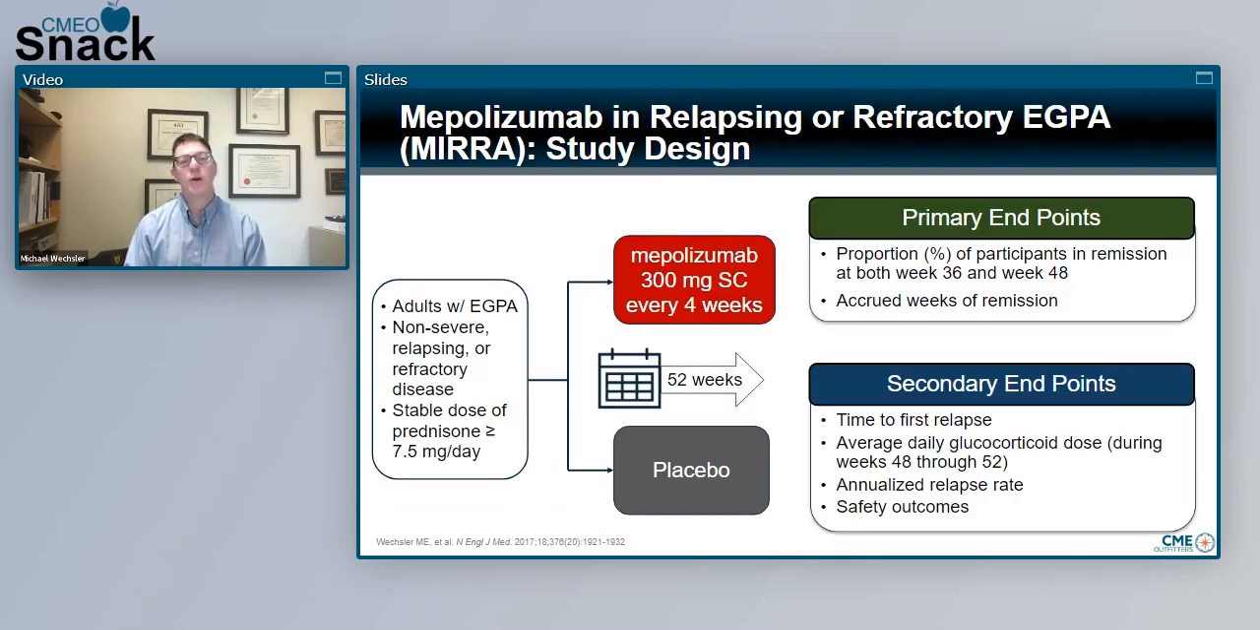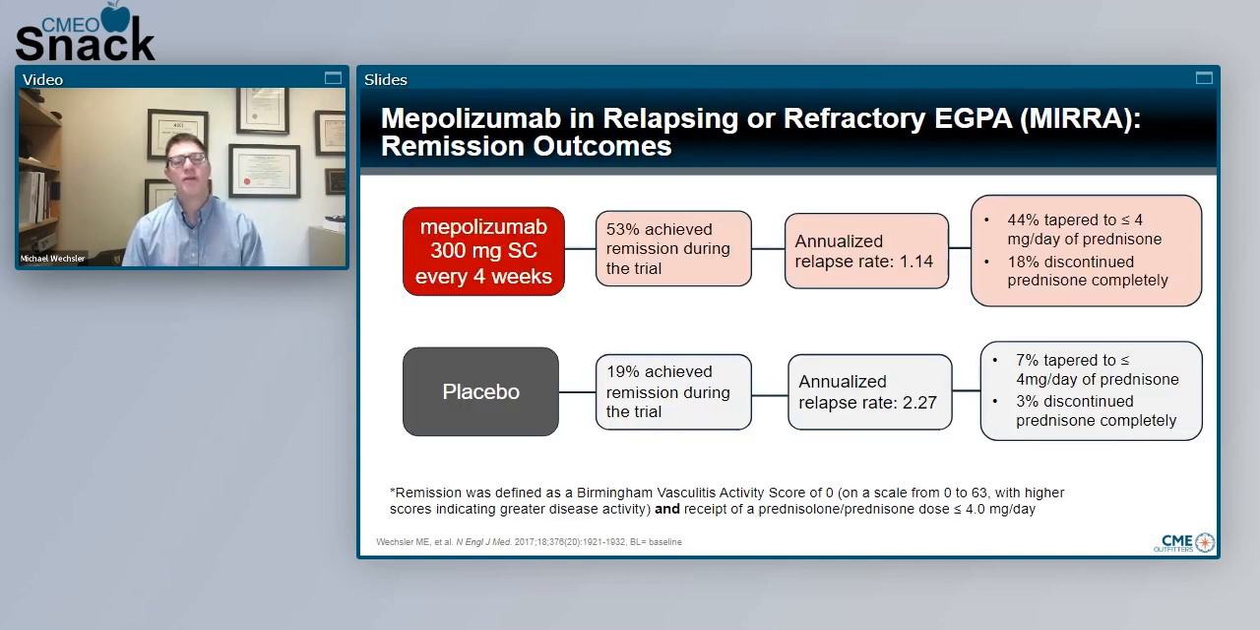So what did we find? We randomized patients to get either mepolizumab 300 milligrams once a month or placebo in patients who had relapsing or refractory EGPA who were on at least 7.5 milligrams a day of prednisone or equivalent. And our goal was to identify the proportion of patients who were able to achieve remission, which we defined as getting down to 4 milligrams or less of prednisone and having a Birmingham vasculitis score of 0. What we found as the primary outcome was that 53% of patients treated with mepolizumab were able to achieve this degree of remission.